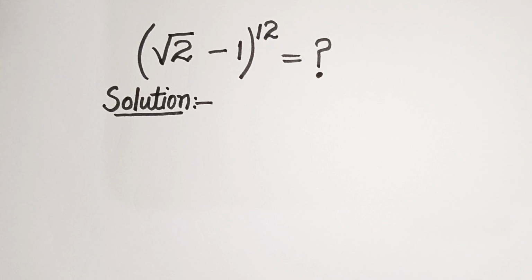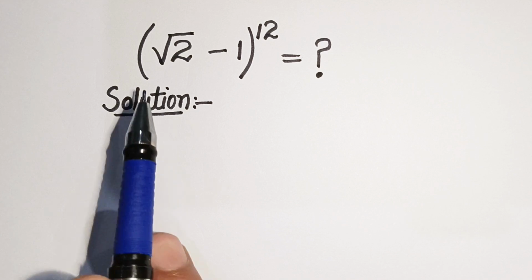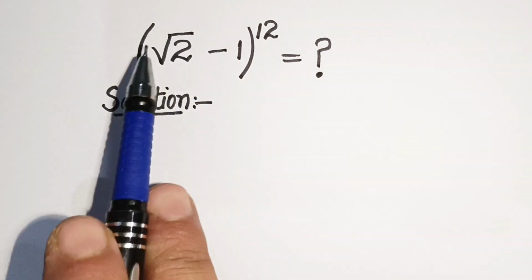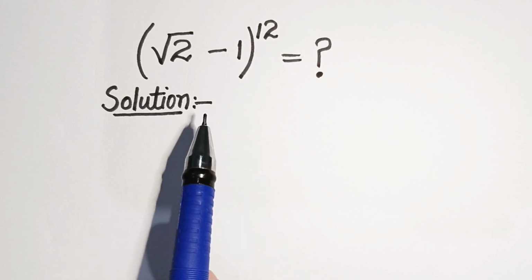Today we have a nice simplification problem that is square root of 2 minus 1 whole to the power 12. So we have to simplify this.